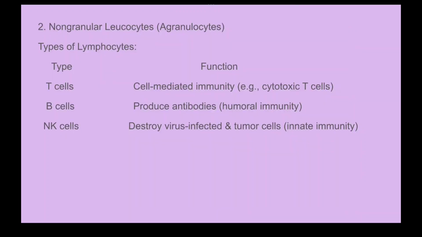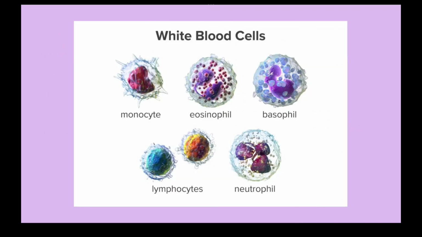All these cell-mediated immunity, humoral immunity and innate immunity are explained in the physiology class of the blood chapter. You can go to the video and learn about them in detail. Now white blood cells, as I told, the pictorial representation is here.